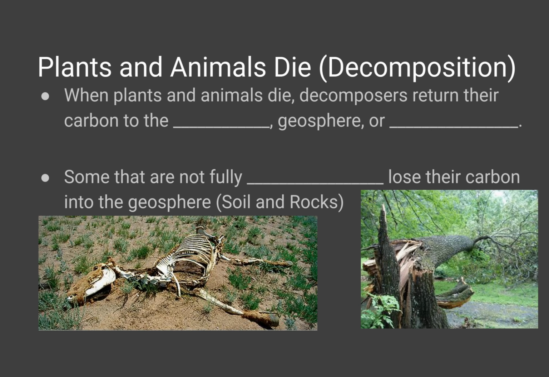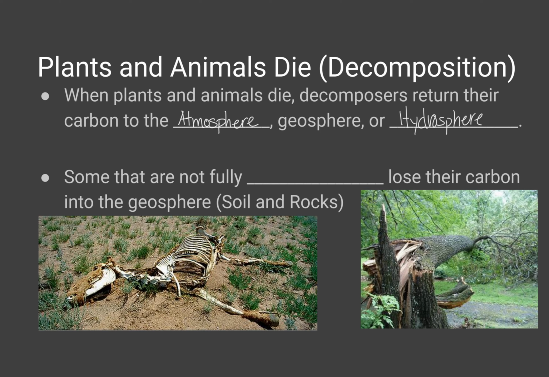All life forms on Earth eventually die, and once they do die, decomposition is going to start. So when plants and animals die, decomposers return their carbon to the atmosphere. They can release it into the air, they can release it into the soil or the geosphere, or they can release it into water, which is the hydrosphere. So decomposition can go to any of the other spheres.